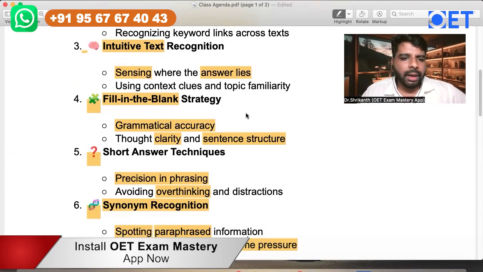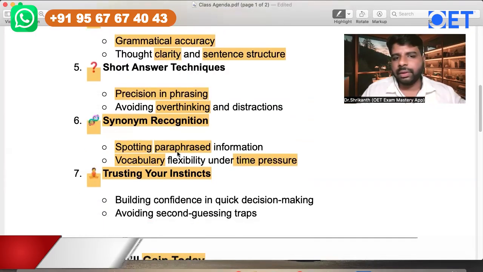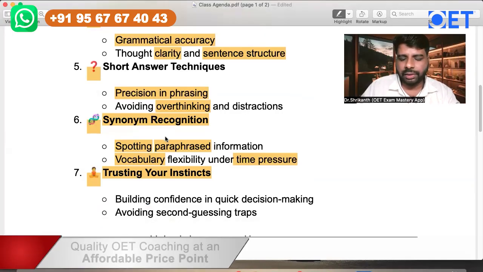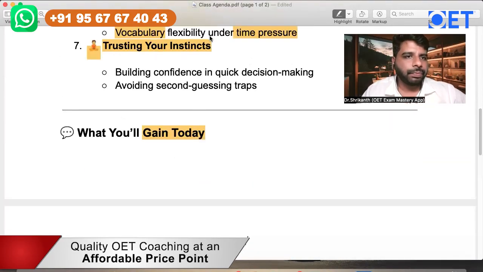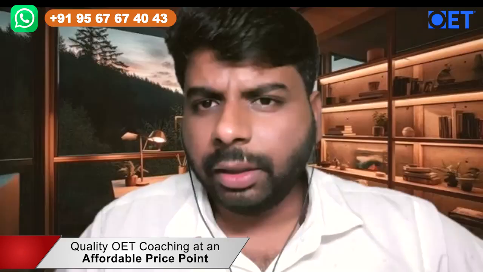Right. Thank you. And then synonym recognition. We talked about the importance of synonym recognition and trusting your instincts. So this is what we discussed today. Right, so that is the end of today's session.